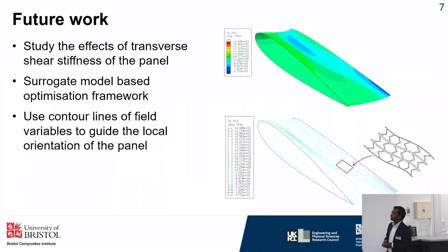So in the future work, the aim of this simulation is to try and minimize the distortion of the cross-section shape. And one of the concepts that we are exploring is to spatially vary the orientation of the cellular core in the panel itself to align with some of the field variables, or a metric based on field variables, in order to minimize the distortion of the cross-section shape and minimize torque.